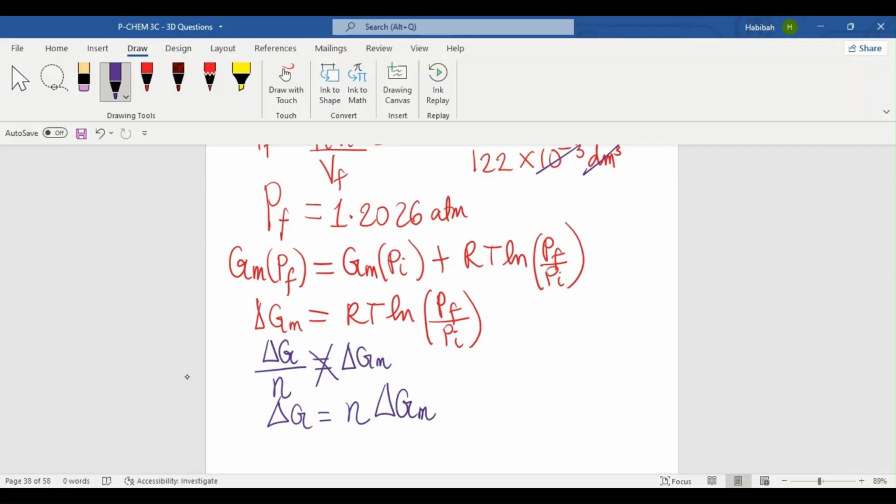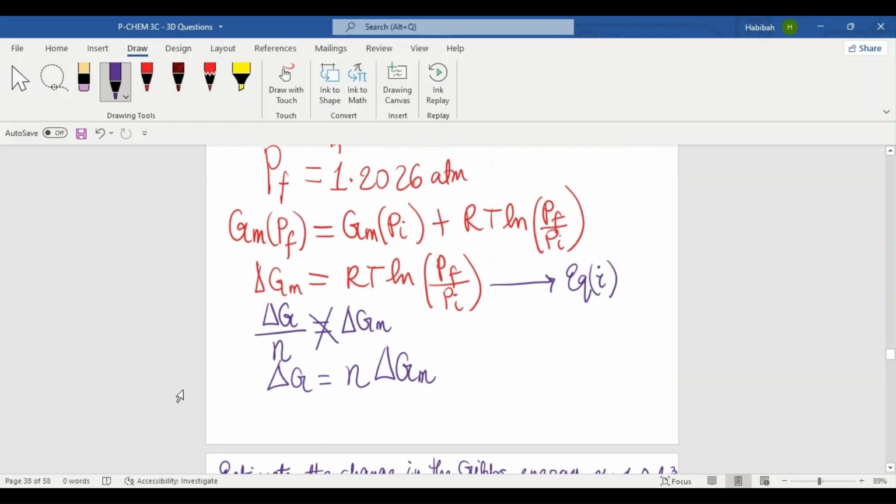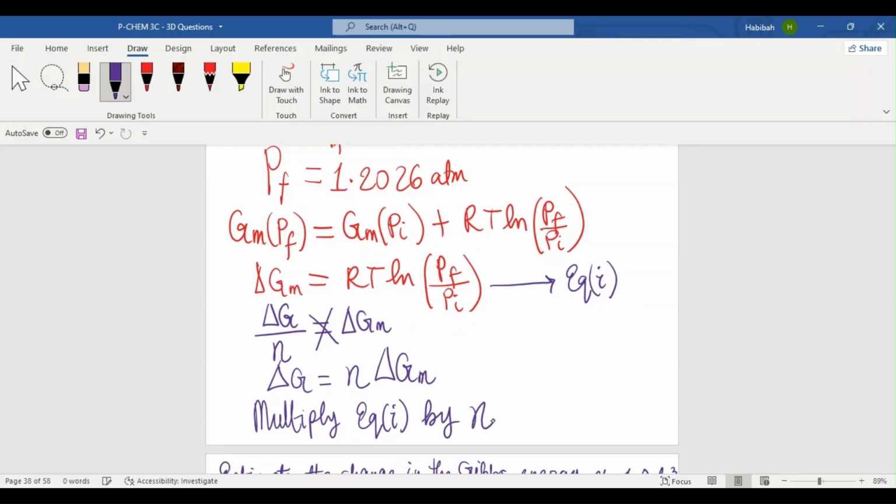So what you're going to do is multiply this equation right here. Let me call this equation 1. You're going to multiply equation 1 by the number of moles. Then you're now actually going to get the change in Gibbs energy, which is what you're actually solving for.